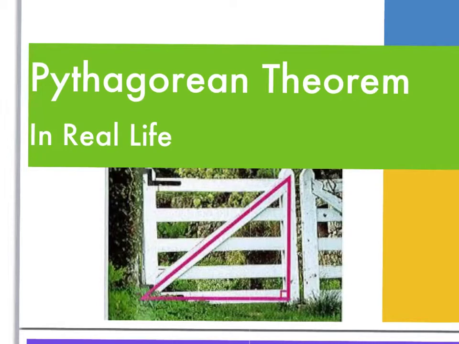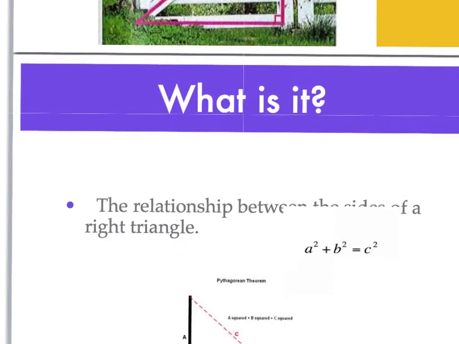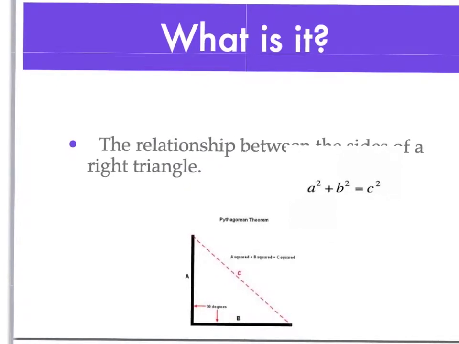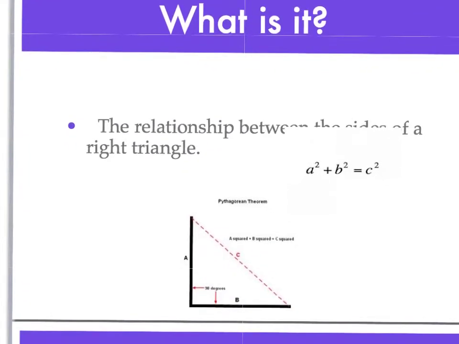Today we're learning about the Pythagorean theorem and how we use it in real life. So what is the Pythagorean theorem? It is the relationship between the sides of a right triangle. So here we see a right triangle. Here's our right angle right here.